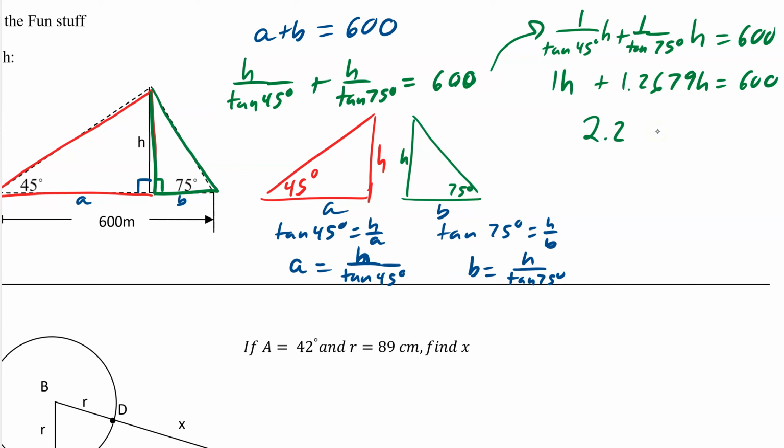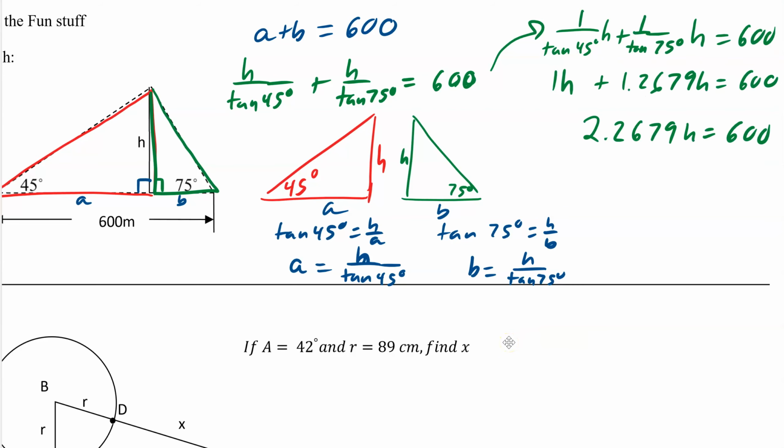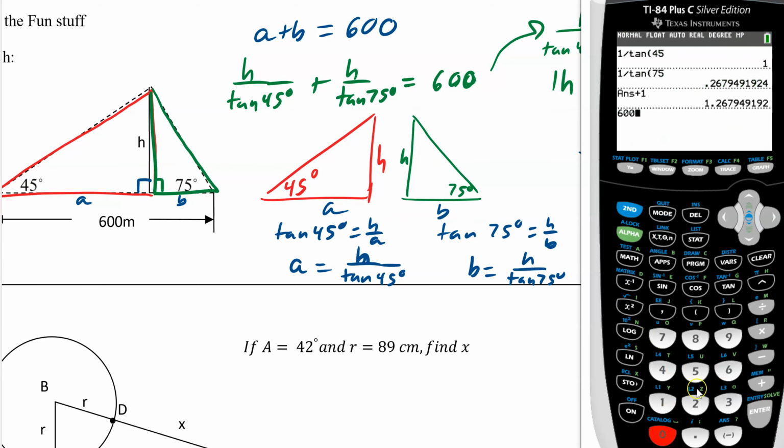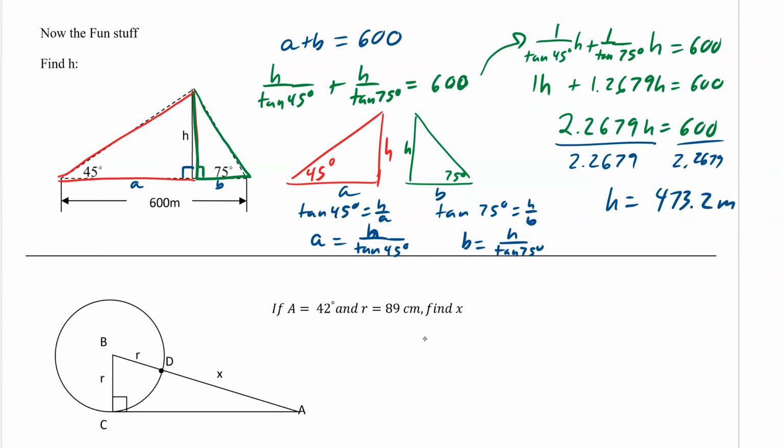So now it's 2.2679h equals 600. And we can do that in the calculator as well. So if I just take that one and put plus 1, it's now here. And then it's just a quick divide, and we got h. So h is equal to 600 divided by that, hit enter, 473.2. And it's in meters. If this is 600 meters with a 45 and a 75, that height is 473.2 meters.